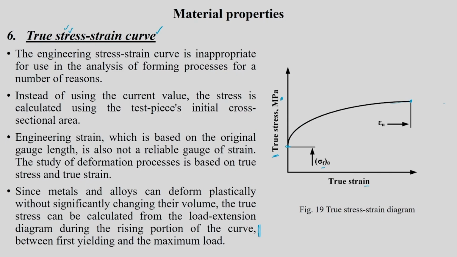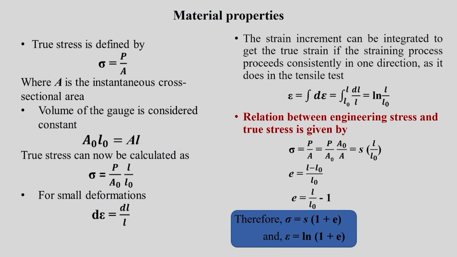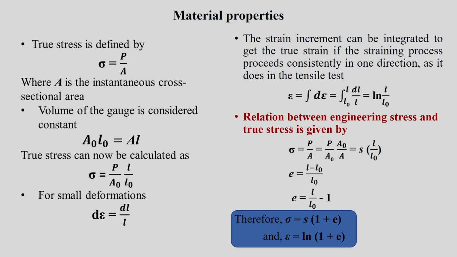So, now what we are going to do is define what is true stress, that is sigma. Engineering stress we referred to as S, engineering strain is referred to as e, and here true stress we are referring to as sigma. So, sigma is nothing but P by A. A naught is the initial area of cross section, but A is the instantaneous cross sectional area. P is given by the load displacement graph, but how do you get A? Because A is going to be changing with the deformation.